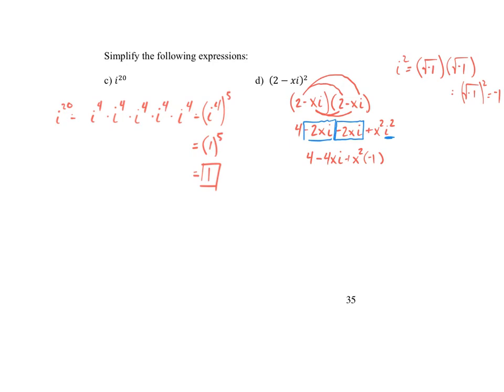So let me rewrite this how we normally see our quadratics. Negative x squared minus 4xi plus 4. And that is an ugly quadratic, but it is a quadratic nonetheless.